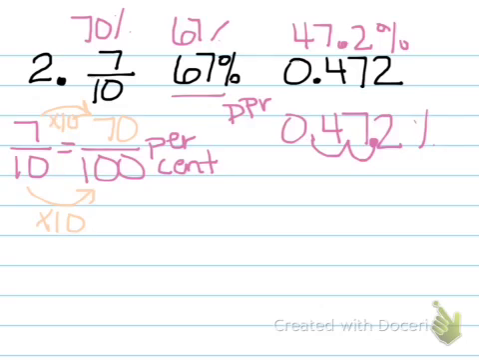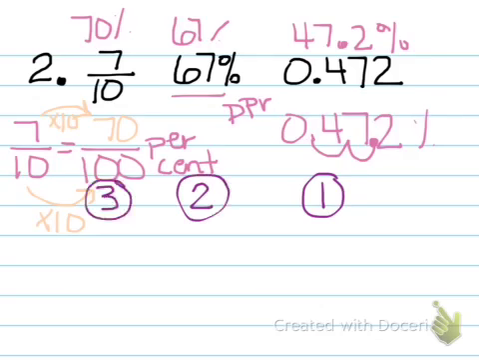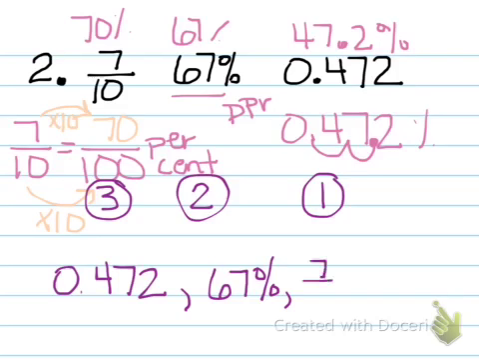So now we can put them in order from least to greatest. And we have to decide what that order is going to be. Now 47.2 is obviously the smallest. 67 is the next smallest percentage. And then the largest percentage is the 70%. So when I'm writing my answer, going back to the original format, it is going to be 0.472, 67%, 7/10. And there, I've put them in order from least to greatest.